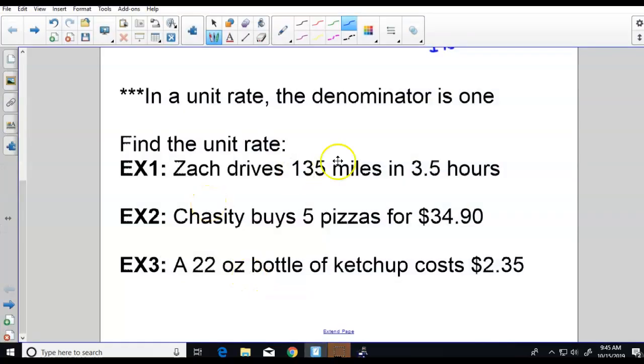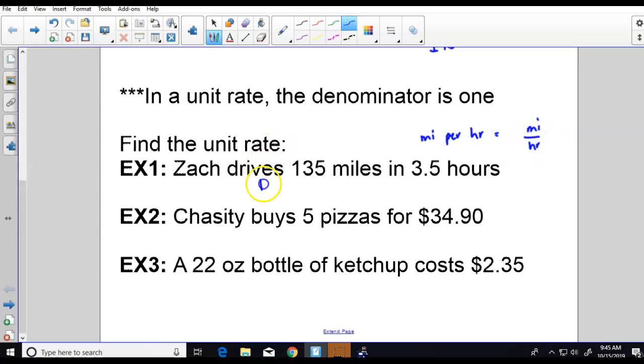though. And unit rates can be, either one could be the denominator, but Zach drives 135 miles in 3.5 hours. I could do, miles could be on top or miles could be on bottom, but which one is typically going to be on bottom if we're describing this situation? Miles and hours. Do we talk about miles per hour or hours per mile? Miles per hour. So that if it's miles per hour, that means miles is on top, hours is on bottom.